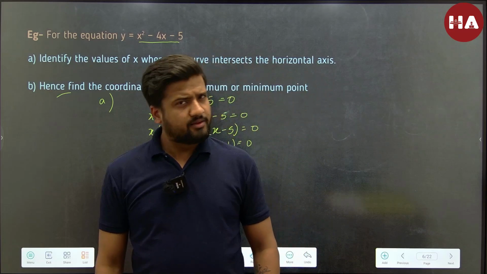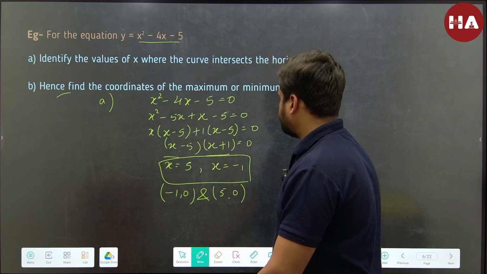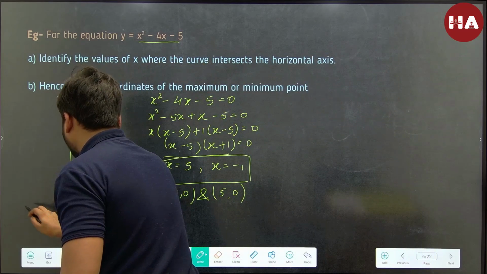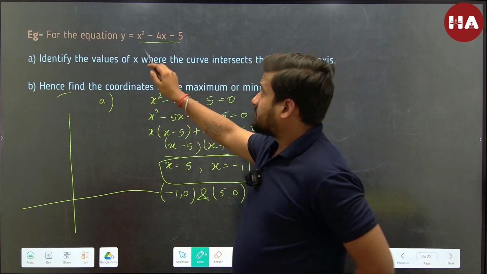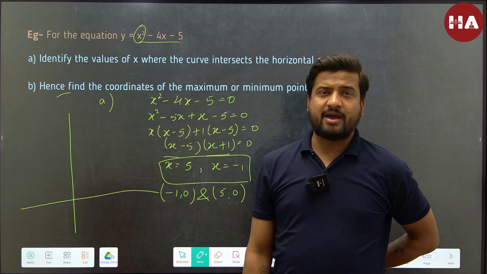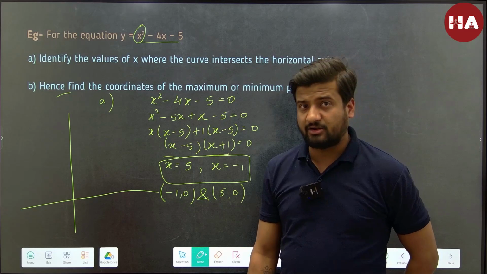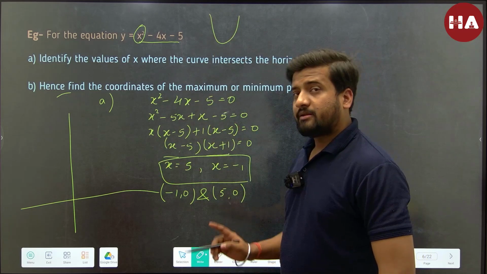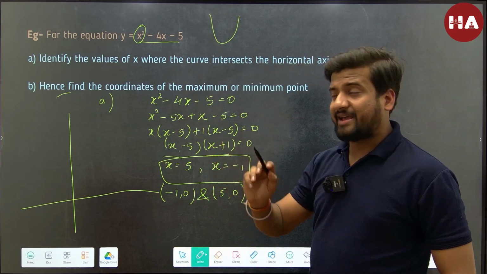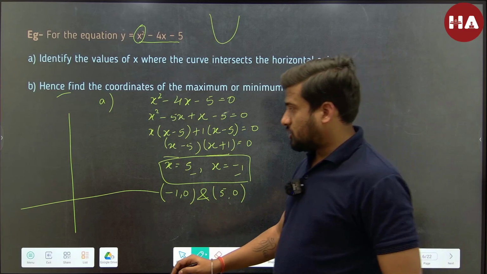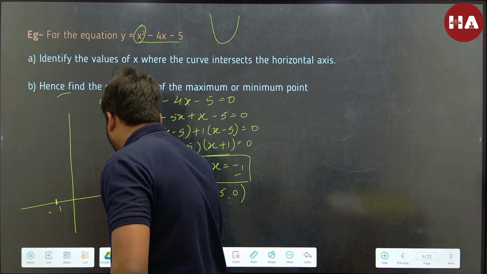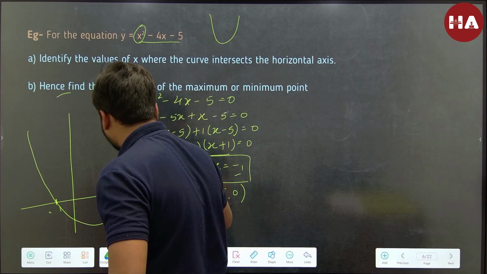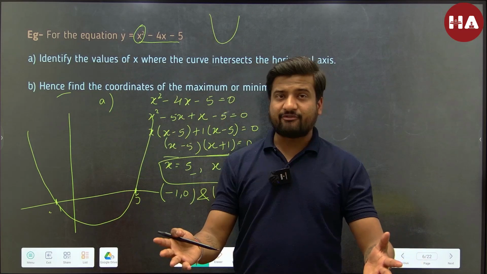Now how to do that, right? If I'm drawing the rough graph here, since the coefficient of x square is greater than 0, I can say my graph should be something like this. Another thing, the graph intersects the x-axis at 5 and minus 1. So this is minus 1 and this is, let's say, 5. My graph should look something like this. Yes, everyone agrees with me?